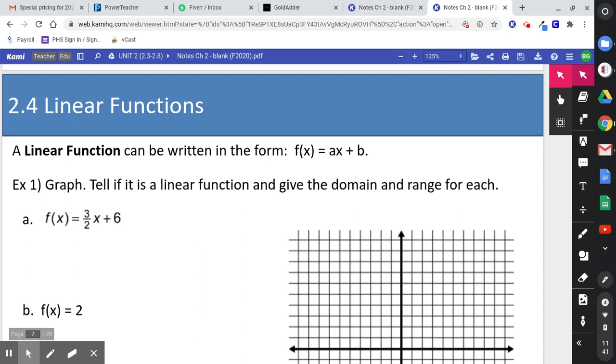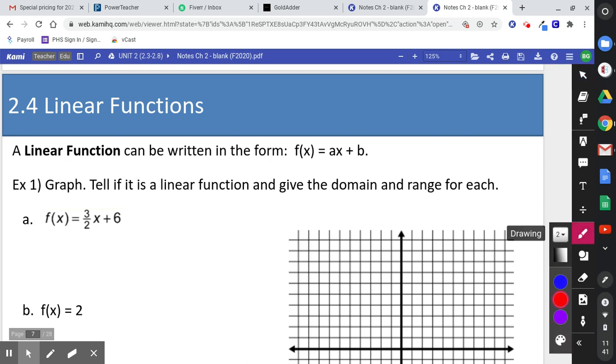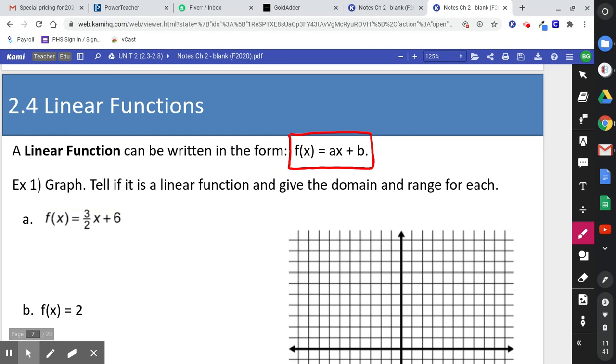2.4, linear functions, basically lines. We know a linear function can be written in this form. You may remember this as mx plus b form, but that number right there is the slope. And so you've seen it before, mx plus b. In this case, they write it ax plus b. It doesn't matter, it's the same thing. It's a line. It has a slope.